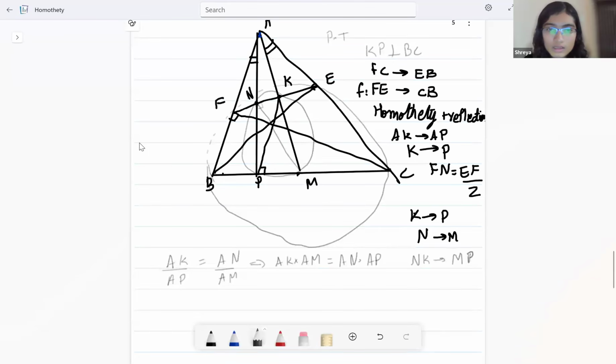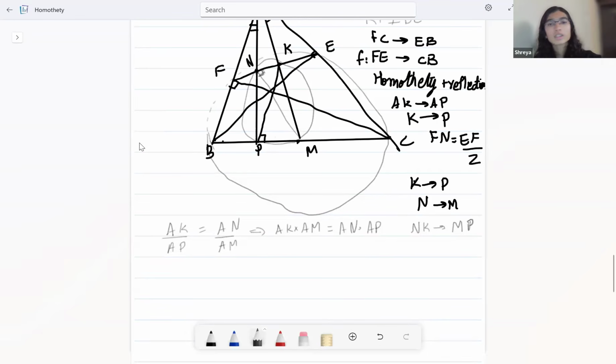So now we just need to prove that MPK is equal to MNK. So we need to prove MNK is equal to 90, and N is the midpoint of EF. So that is equivalent to saying that the two angles are equal. And that is true because both of these are in fact equal to the angle MBC. This is a right angle triangle and we're looking at the midpoint, which is the center of the whole circle.